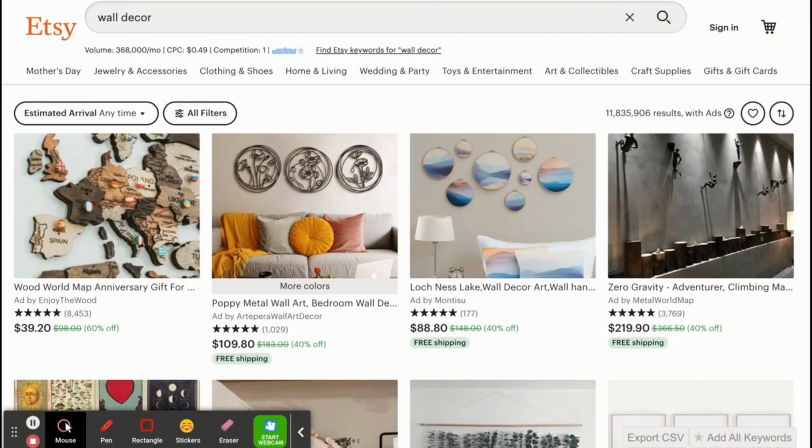Once I'm back on Etsy, I do keyword research on wall decor. As you can see, using the Keywords Everywhere tool, I know that there's a large volume of searches being done for wall decor. So here I'm just trying to get ideas, and maybe I can narrow down on specifically what kind of adult wall decor I can potentially sell on Amazon. But I'm going to start with wall decor.